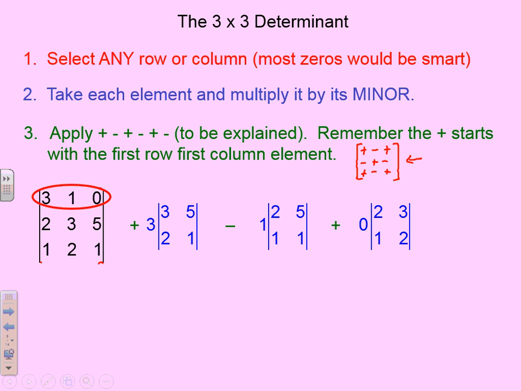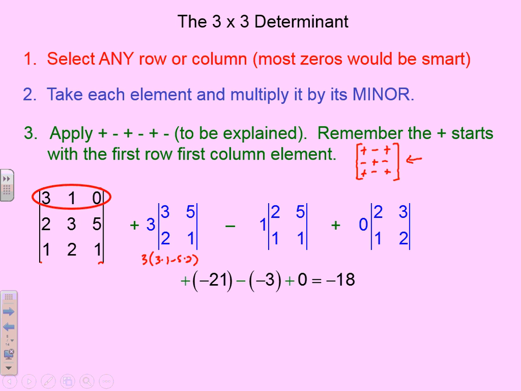Now at this point, we're going to find the actual number that the minor produces. If I say, here's the 3, inside here, 3 times 1 minus 5 times 2. Well, 3 times 1 is 3, 5 times 2 is 10, so if I say 3 minus 10, I get a negative 7. And negative 7 times 3 is where the negative 21 comes from.